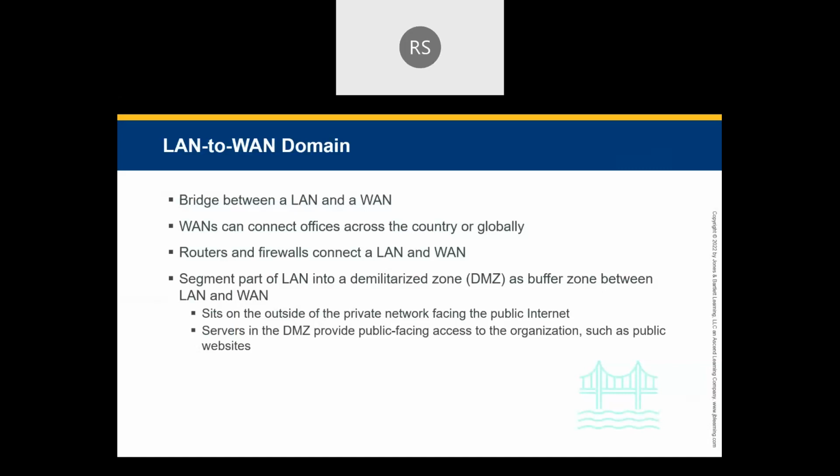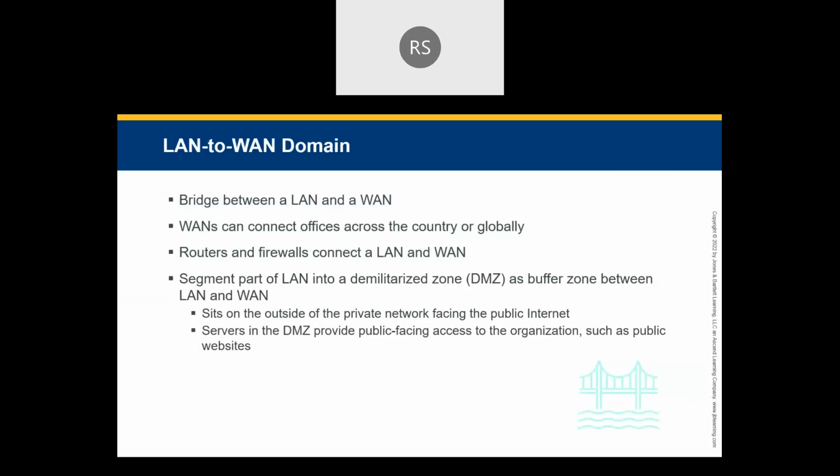Now, you can also establish an additional layer of security by segmenting part of a LAN into a demilitarized zone. Now, a DMZ acts as a buffer zone between the LAN and the WAN, and that's sitting on the outside of the private network facing the public internet.